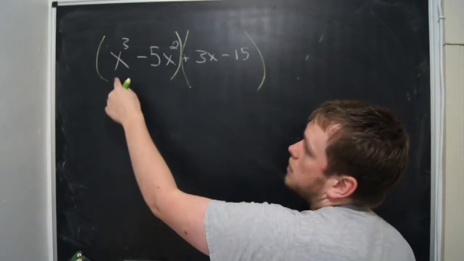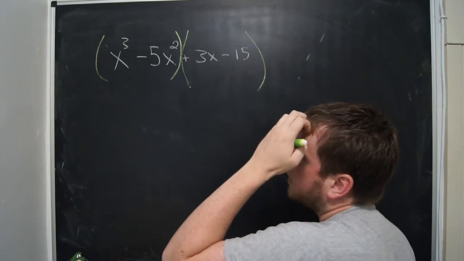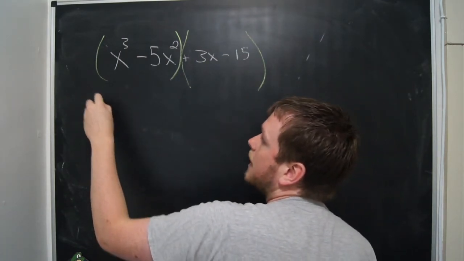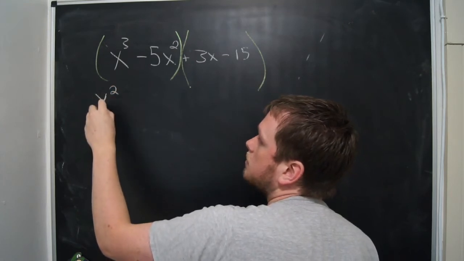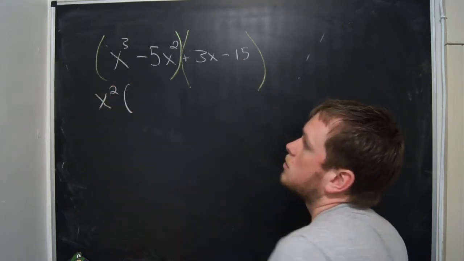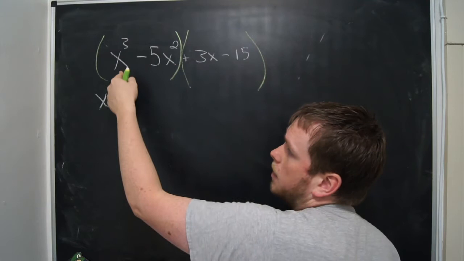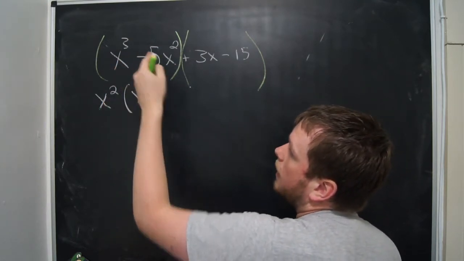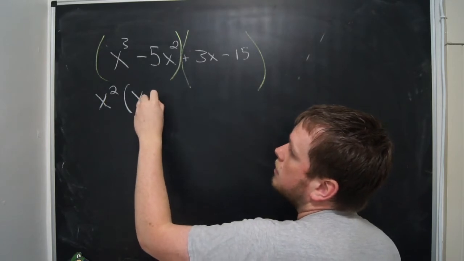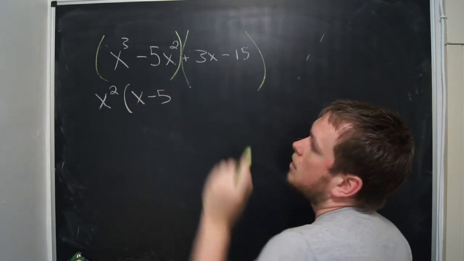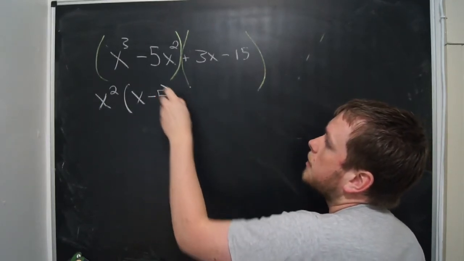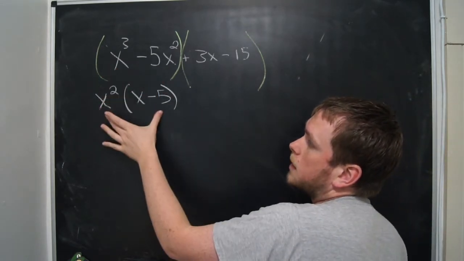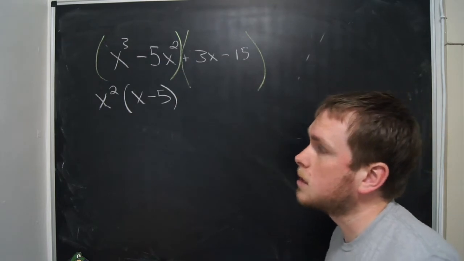If I look at x cubed minus 5x squared, the GCF of those 2 terms is going to be x squared. Left over, x squared times x will give me x cubed, and x squared times negative 5 will give me negative 5x squared. So all I've done so far is look at my first grouping and factor out the GCF.